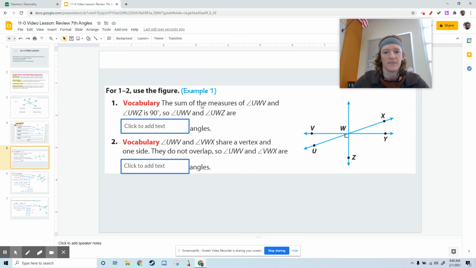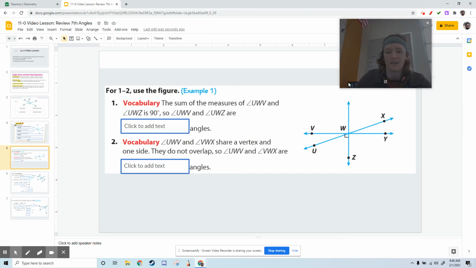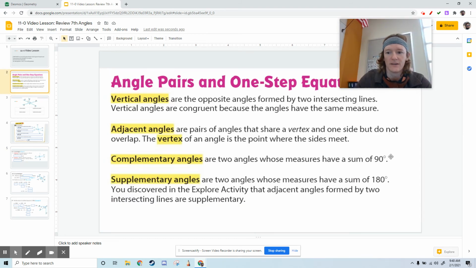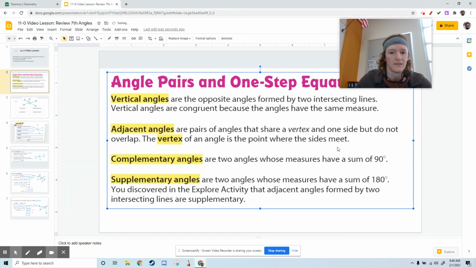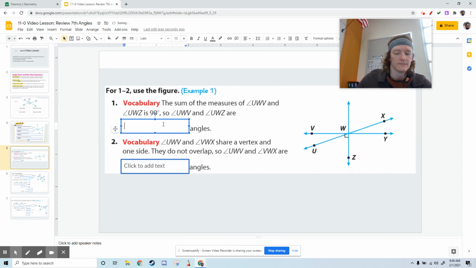We've got the sum of UWV. And I always like to try and see UWV and UWZ. So UWZ is 90 degrees. So they are what kind of angles? If they add up to 90, we can go review sums of 90 here in the middle. This is complementary.